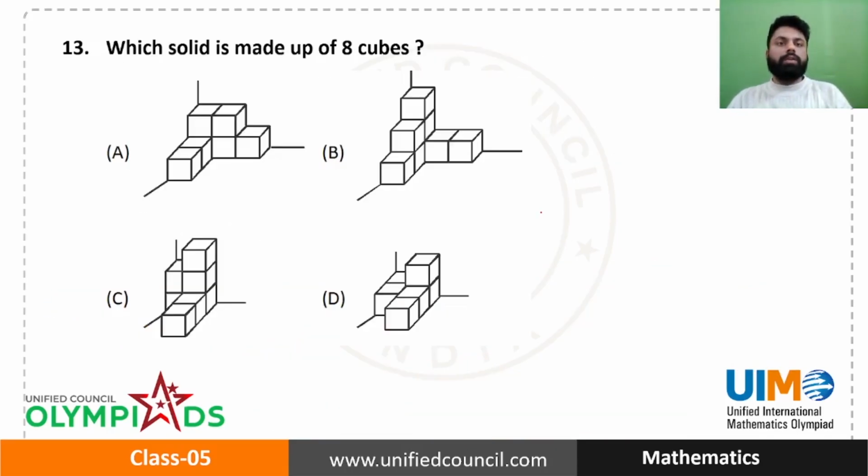Next one. Which solid is made up of 8 cubes? So 1, 2, 3, 4, 5, 6, 7. 1, 2, 3, 4, 5, 6, 7, 8. 1, 2, 3, 4, 5, 6. 1, 2, 3, 4, 5, 6, 7. So B option is the correct answer.